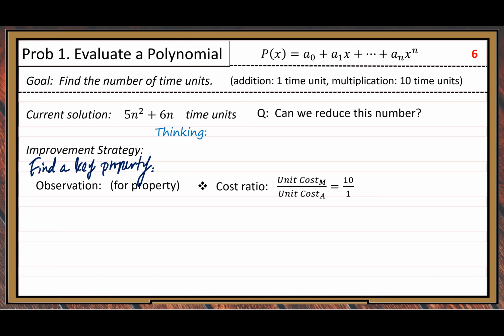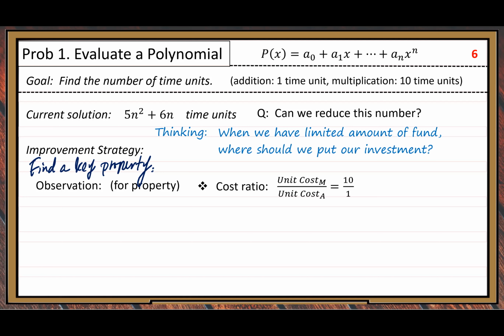Now let us do the thinking. Our goal, we want to reduce the number of time units. Here, the first question, thinking: when we have a limited amount of funds, here I talk about money again, just to inspire you on thinking, where should we put our investment? This question connects to your real life experience. Based on your real life experience, try to think about this question.